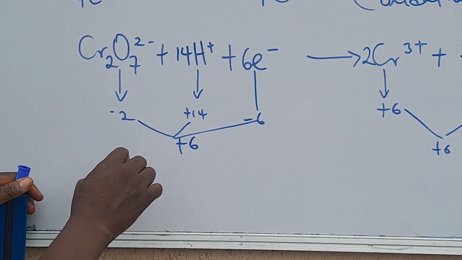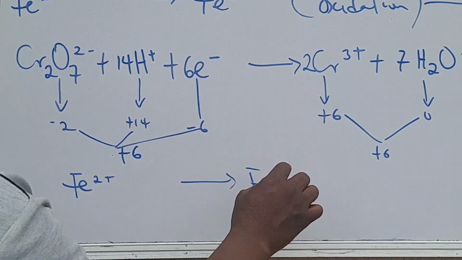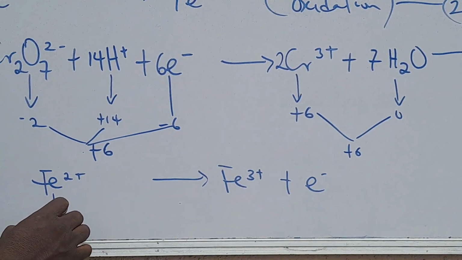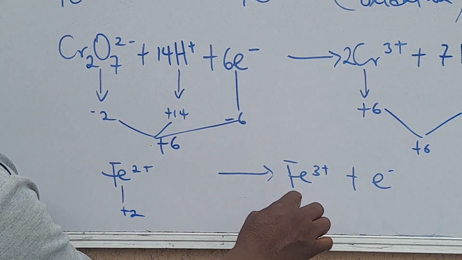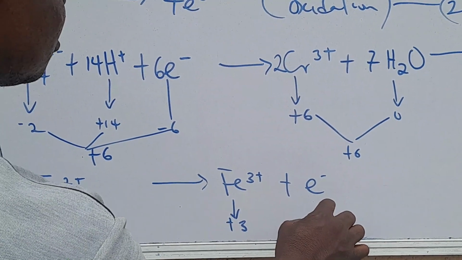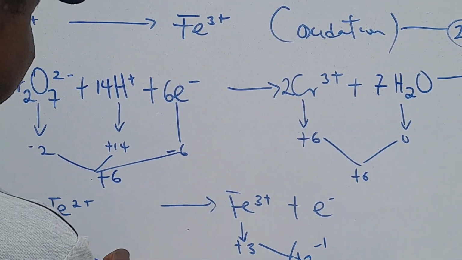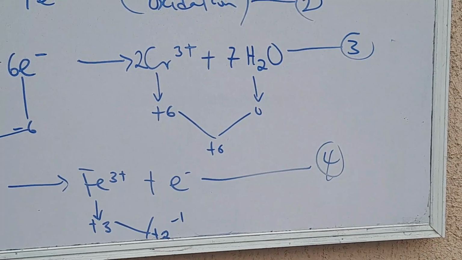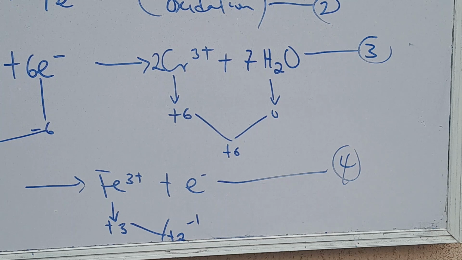So let's go to the oxidation aspect of step 1 to balance it by checking the atoms and the ions. So we have Fe2+ going to Fe3+ plus e-. Fe here is 1, Fe here is 1. The charge there is plus 2, the charge here is plus 3, and e- is minus 1. Total here is plus 2, total here is also plus 2. This is equation 4. Are you getting it? It's becoming more sweeter. Quickly now, let's go to step 3.